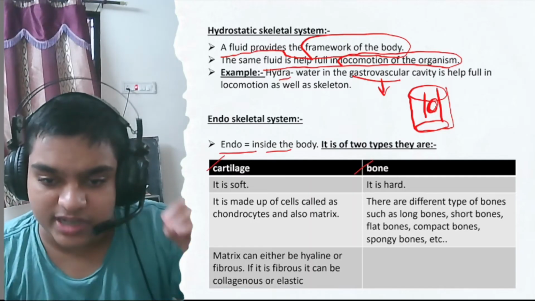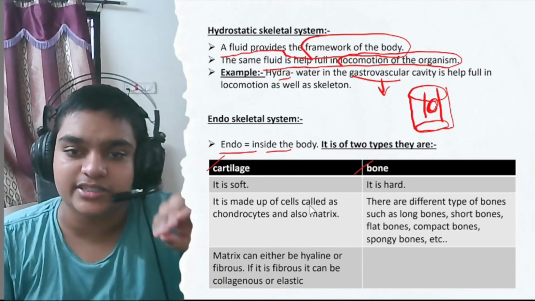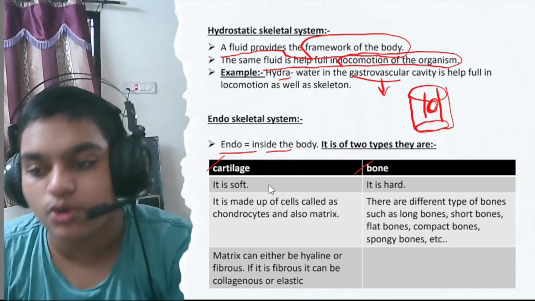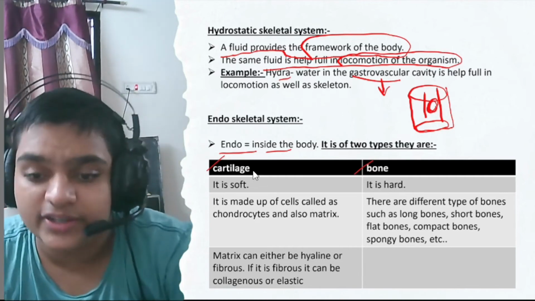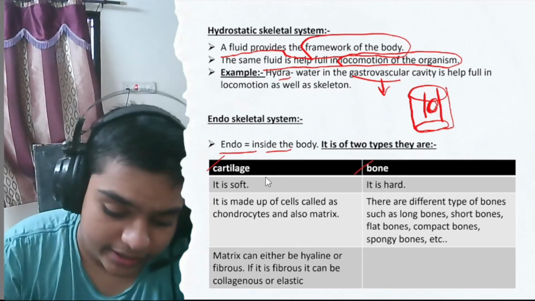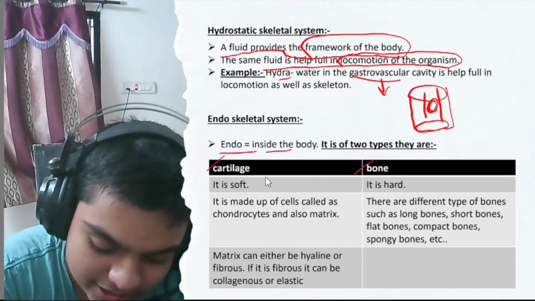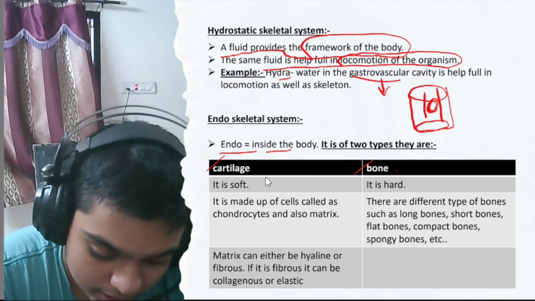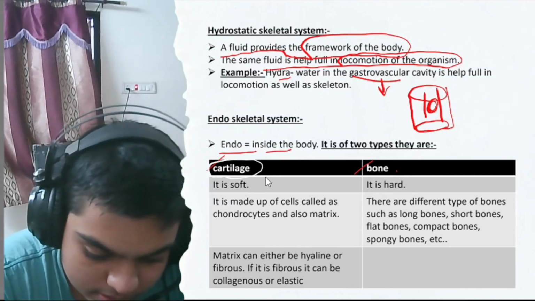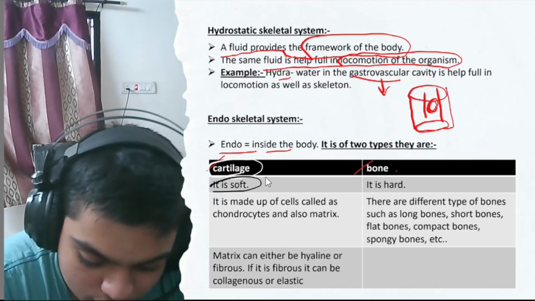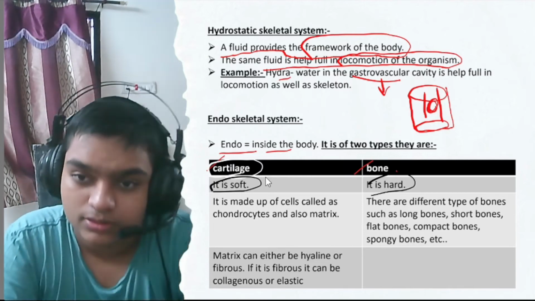Yes, these bones, cartilages, tendons, and ligaments are the constituents, and they constitute the endoskeleton in human beings. There are mainly two types, cartilage and bone. Cartilage is soft, bone is hard.